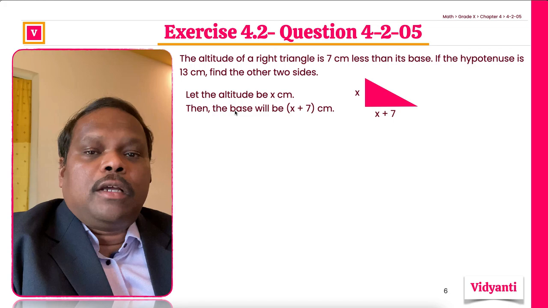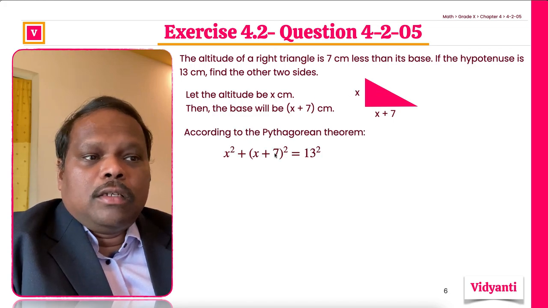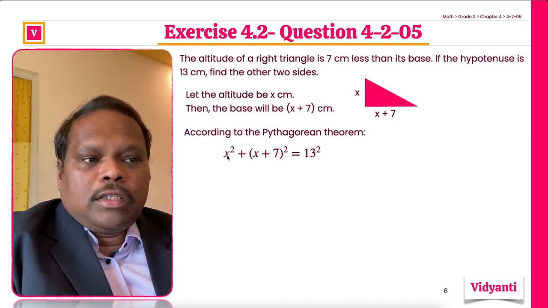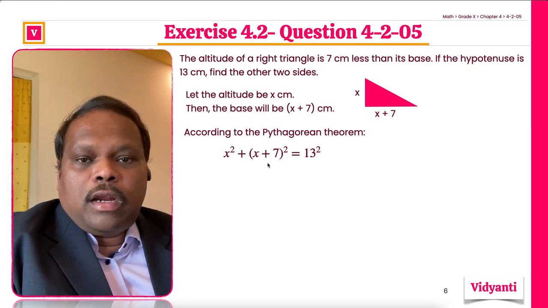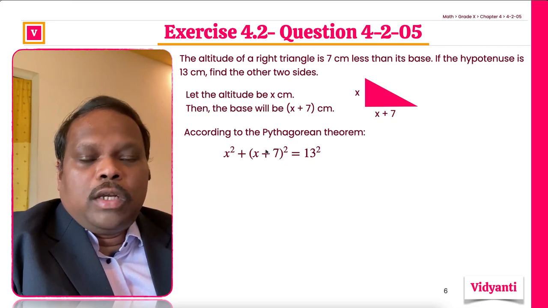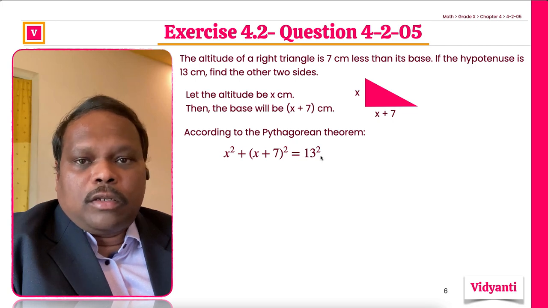Now we can apply Pythagoras theorem. The hypotenuse, which is the longer side, that will be the sum of squares of the remaining two sides. So x square, which is this one, and x plus 7, the whole bracket square, which is this one. If you add that, according to Pythagoras theorem, this will be the hypotenuse square.